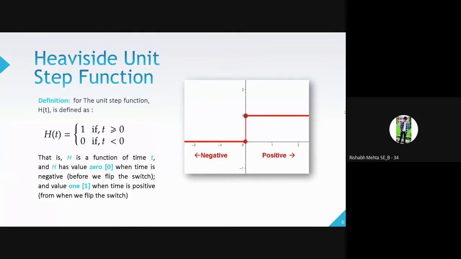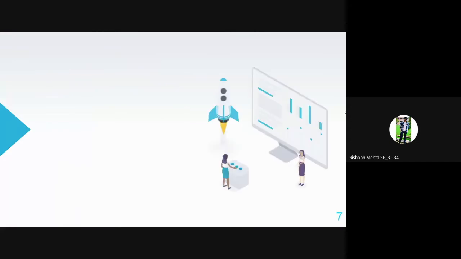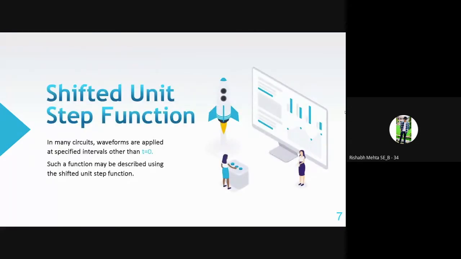Now, since we are clear with the basic understanding of Heaviside unit step function, let's go forward to the next subtopic, which is shifted unit step function. In many real-life applications in circuits, the waveforms are applied at specified intervals other than t is equal to 0, that is time is equal to 0. These functions can be described using the shifted or delayed unit step function.